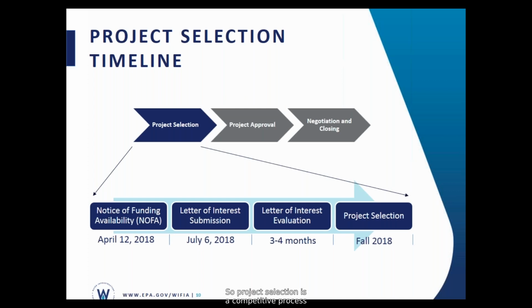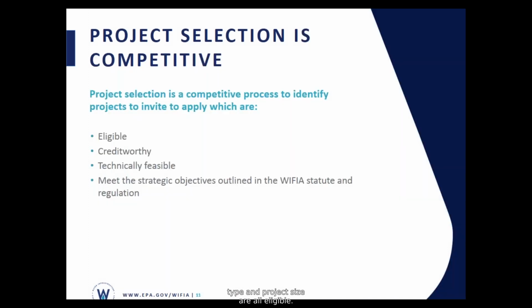So project selection is a competitive process to identify projects to invite to apply, which are eligible, creditworthy, feasible, and help EPA and the WIFIA program to meet its mission. For eligibility, we confirm that the borrower, project type, and project size are all eligible. The first step in the project selection is understanding the Notice of Funding Availability.